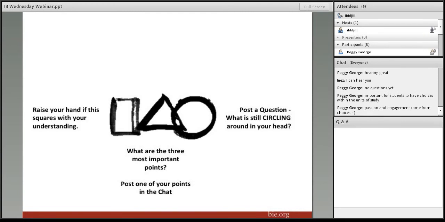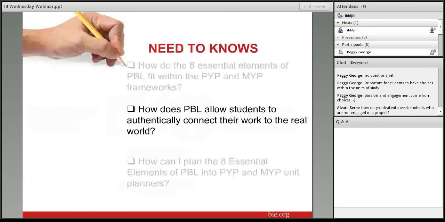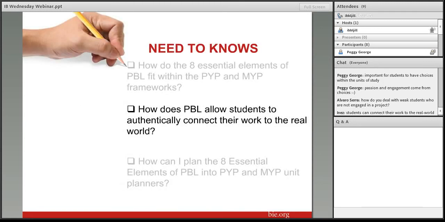Absolutely. Passion and engagement do come from choices. Great. All right. Great formative assessment tool. What are we squared away with? What three points? What are some of the things still circling around in our head? With that, if there are no questions for now, we're going to move forward to our next need to know.